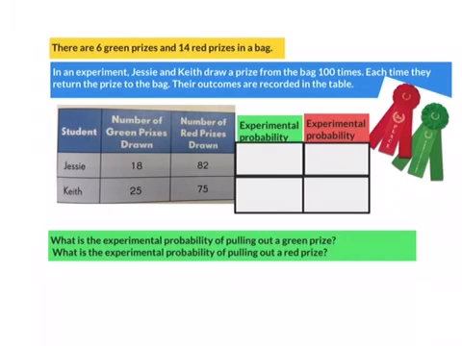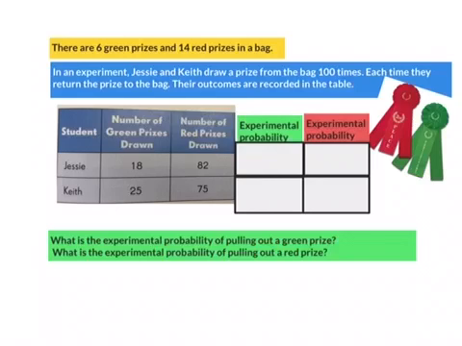So now, Jesse and Keith draw a prize from the bag 100 times. Each time they return the prize to the bag, their outcomes are recorded in the table. So it looks like Jesse drew 18 green prizes and 82 red prizes of her 100 times, and Keith drew 25 green prizes and 75 red prizes when he drew 100 times.